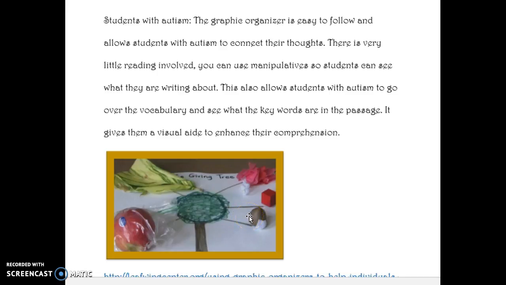They have something to feel and something to touch, and it allows them to connect the text and keywords back to their topic. And also, this could help with their vocabulary too, and allow them to have a better idea of the vocabulary words, and they can actually see what it is.